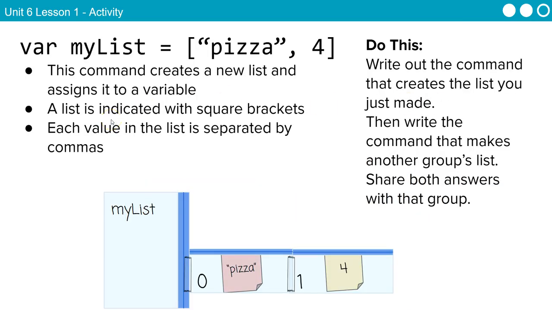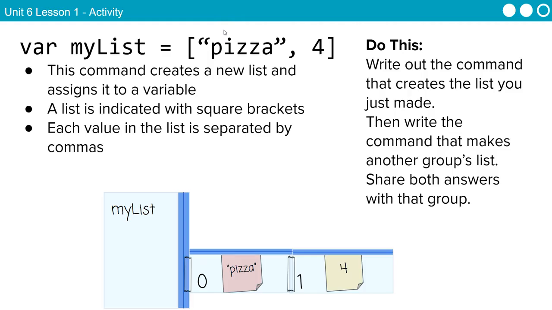So, getting into how we do this code-wise. If I wanted to create this list, my list, with 2 elements, one is the string pizza, the second element is the number 4, I would use that var keyword telling the code I want to create a variable. I'm going to give my variable a name, in this case, my list. Then I'm going to use the assignment operator, just that equal sign. And then to the right of the equal sign is where I'm going to create my list.